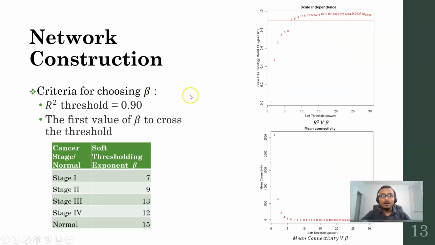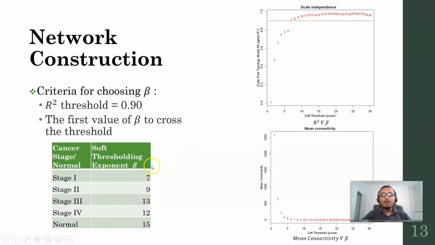So in our case, we used a threshold for R square, which is 0.9, and we varied our value of beta from 1 to 30, and we chose only the value of beta that was the first one to cross our threshold, which is 7 here. We did not choose the rest of the values here because that would result in a much lower connectivity, as can be seen from the second figure here. So for each of the groups of samples, we found a different soft thresholding exponent.